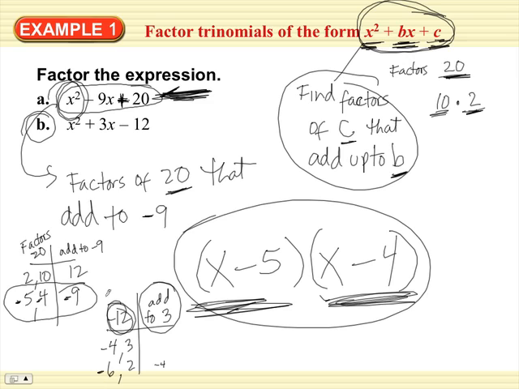if I said factor 17, what would you do? 1 and 17, but really it's prime. This one is like prime. There's nothing that multiplies together to give you x squared plus 3x minus 12. So you could say not factorable. You could also say prime, but you could say not factorable. Okay? Write that down. Not factorable.